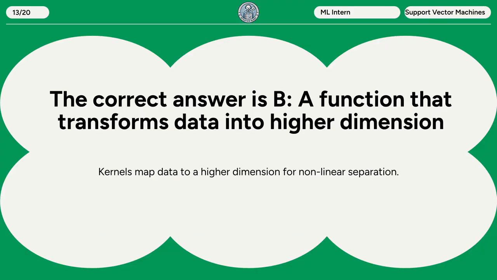The correct answer is B. A function that transforms data into higher dimension. Kernels map data to a higher dimension for nonlinear separation.